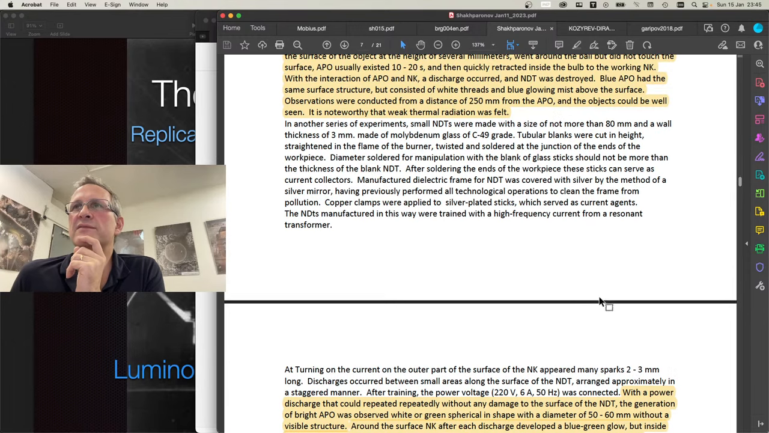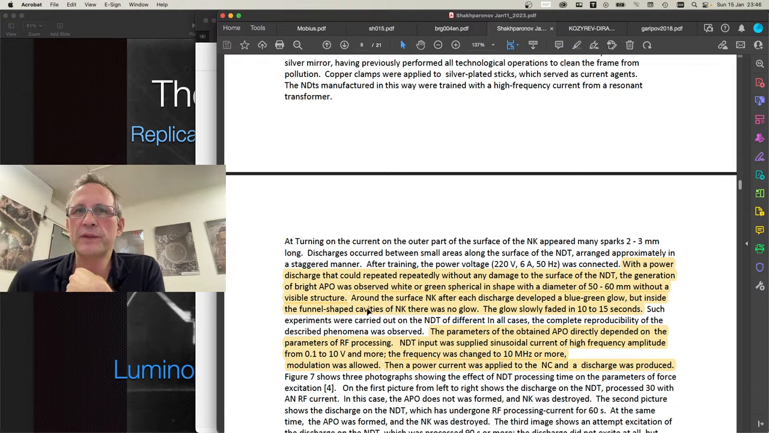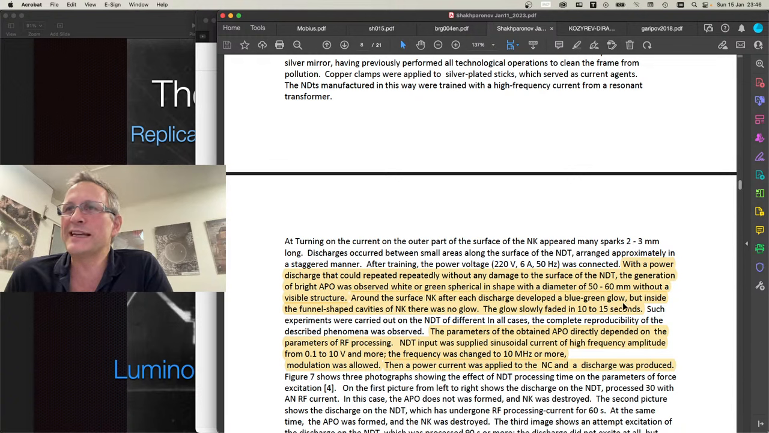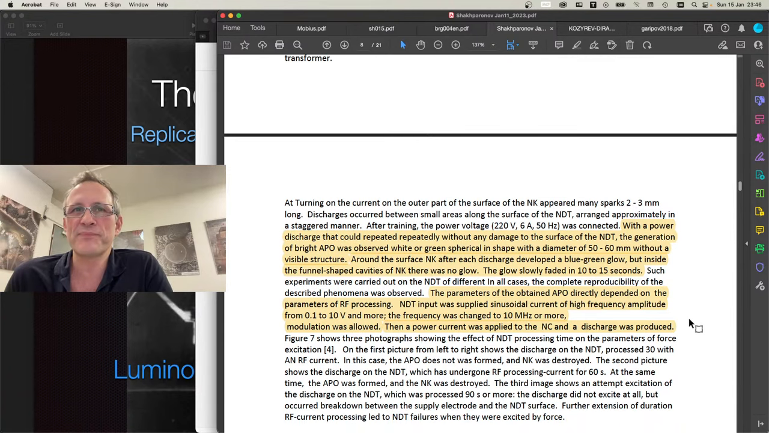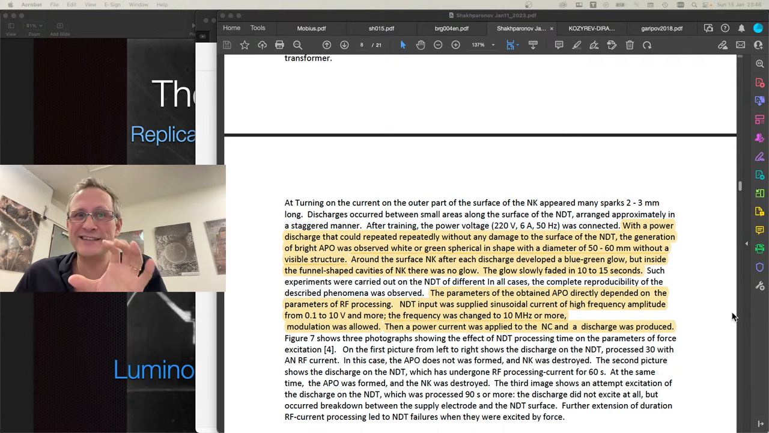Okay, so this is from a device whose size was not more than 80 millimeters with a wall thickness of 3 millimeters. And they were generating white or green spherical EVOs with a diameter of 50 to 60 millimeters without a visible structure. Around the surface of the Möbius strip, after each discharge, they developed a blue-green glow. But inside the funnel-shaped cavities of the Möbius strip, there was no glow. Okay, so the glow slowly faded in 10 to 15 seconds. So I can say that when the technique to do this work is developed, we're going to see some really crazy things, and you're going to see more as we come through this paper, really crazy observations.